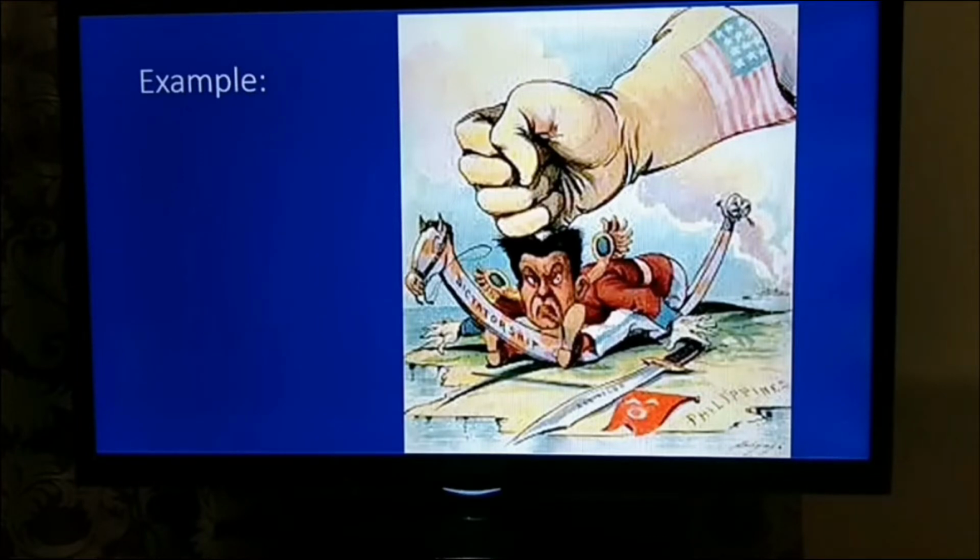And what is the hand doing? As you can see, it's crushing somebody. And who is that somebody? You can figure that out also. The guy is wearing a general's uniform, a military uniform, and he has a flat top haircut. And who do you know has a flat top haircut? Yes, Emilio Aguinaldo.